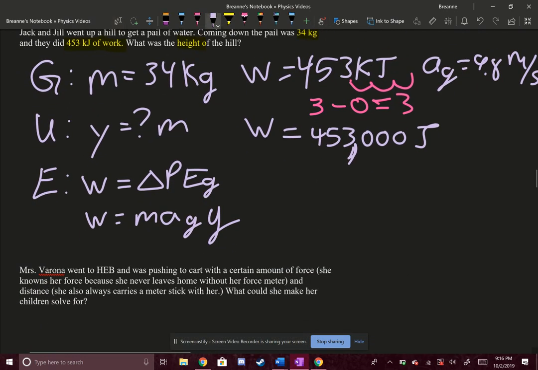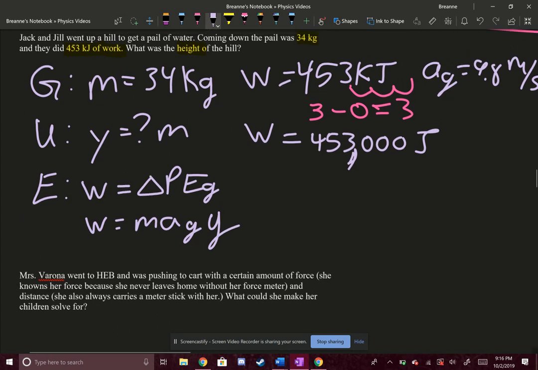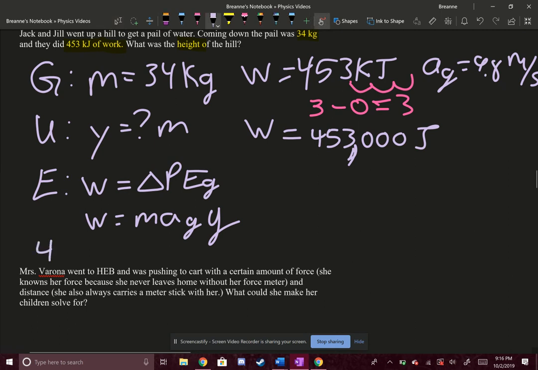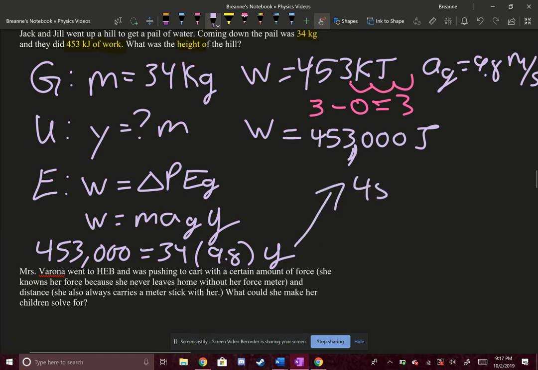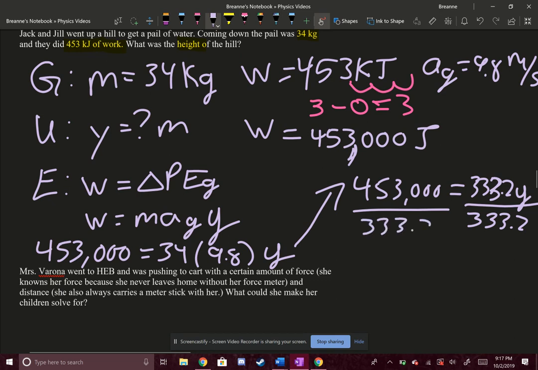So now we can plug in what we got. We have work, which is 453,000 equals 34 times 9.8, and we're looking for height. So we go over here, so that 453,000 equals, do the 34 times 9.8. That gives you 333.2y. We need the y by itself. It's being multiplied, so the opposite of multiply is divide. And what you do to one side, you gotta do to the other.